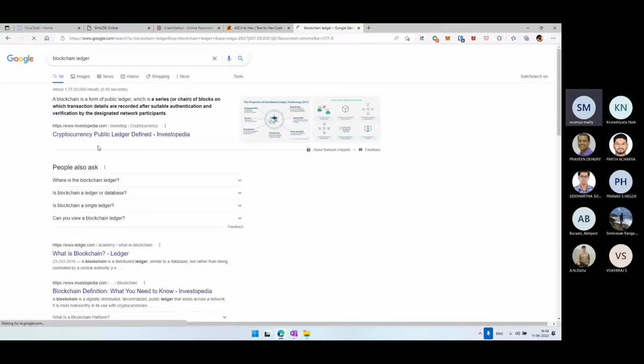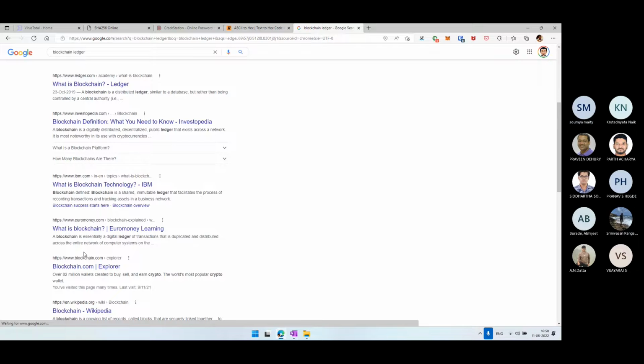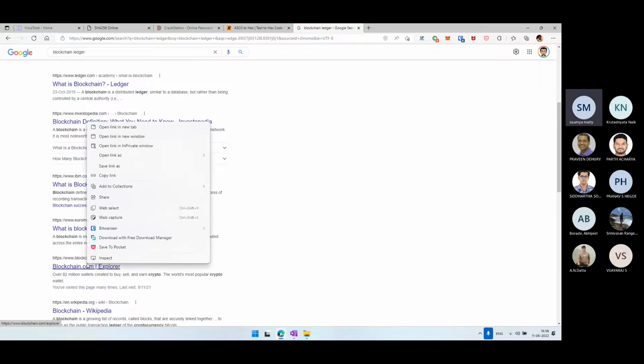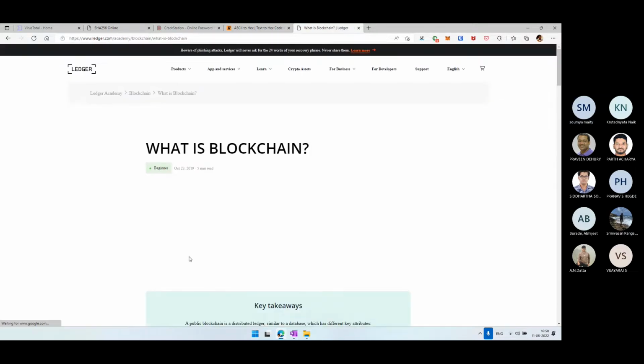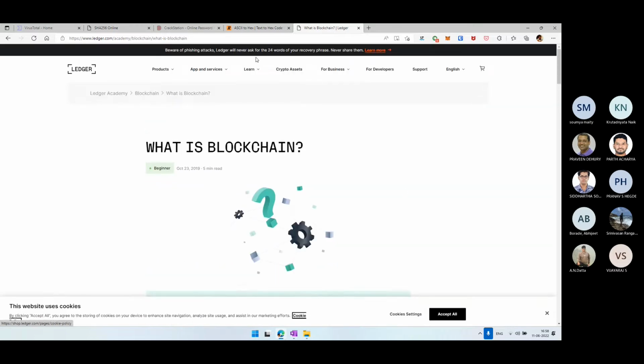Block ledger.com. Blockchain.com also you will find. Where is the ledger?